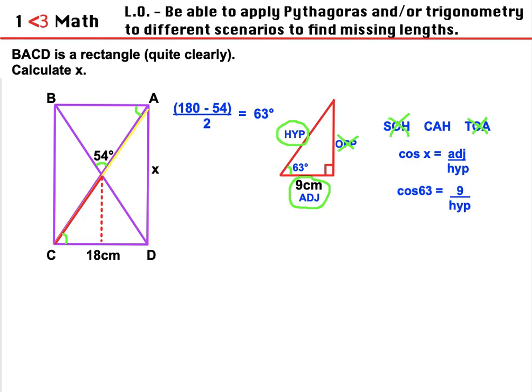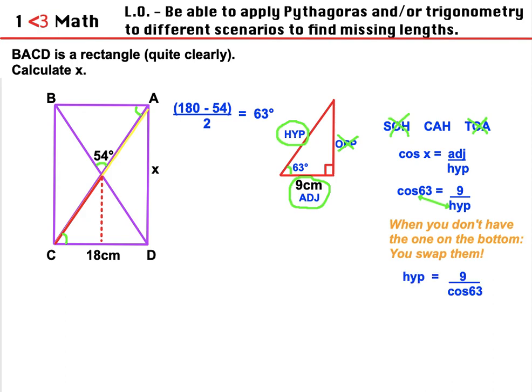So I start subbing in my values. I've got cos 63 equals 9 over the hypotenuse. And my motto when we are finding the one on the bottom, in this case the hypotenuse, is that when you don't have the one on the bottom, you swap them. So we can swap cos 63 with the hypotenuse, and that will allow us to calculate the hypotenuse as follows. 9 divided by cos 63 equals 19.824 centimeters. Now, one piece of advice here is not to round too early. I've gone to 3 decimal places.